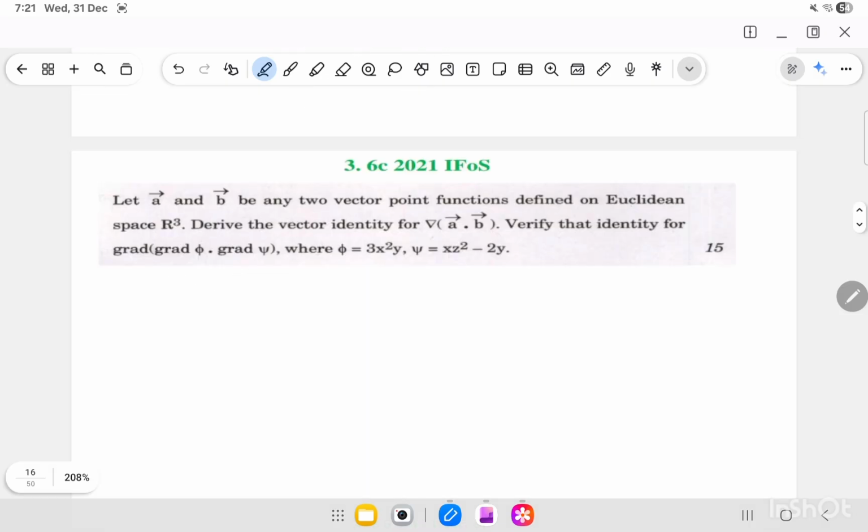So the next question is also asked in the 2021 Forest Service examination. The question says that a vector and b vector are any two vector point functions defined on Euclidean space R cube. So basically a vector is something of the form a1 i cap plus a2 j cap plus a3 k cap, and likewise b vector is something of the form b1 i cap plus b2 j cap plus b3 k cap. So it says that derive the vector identity for this.